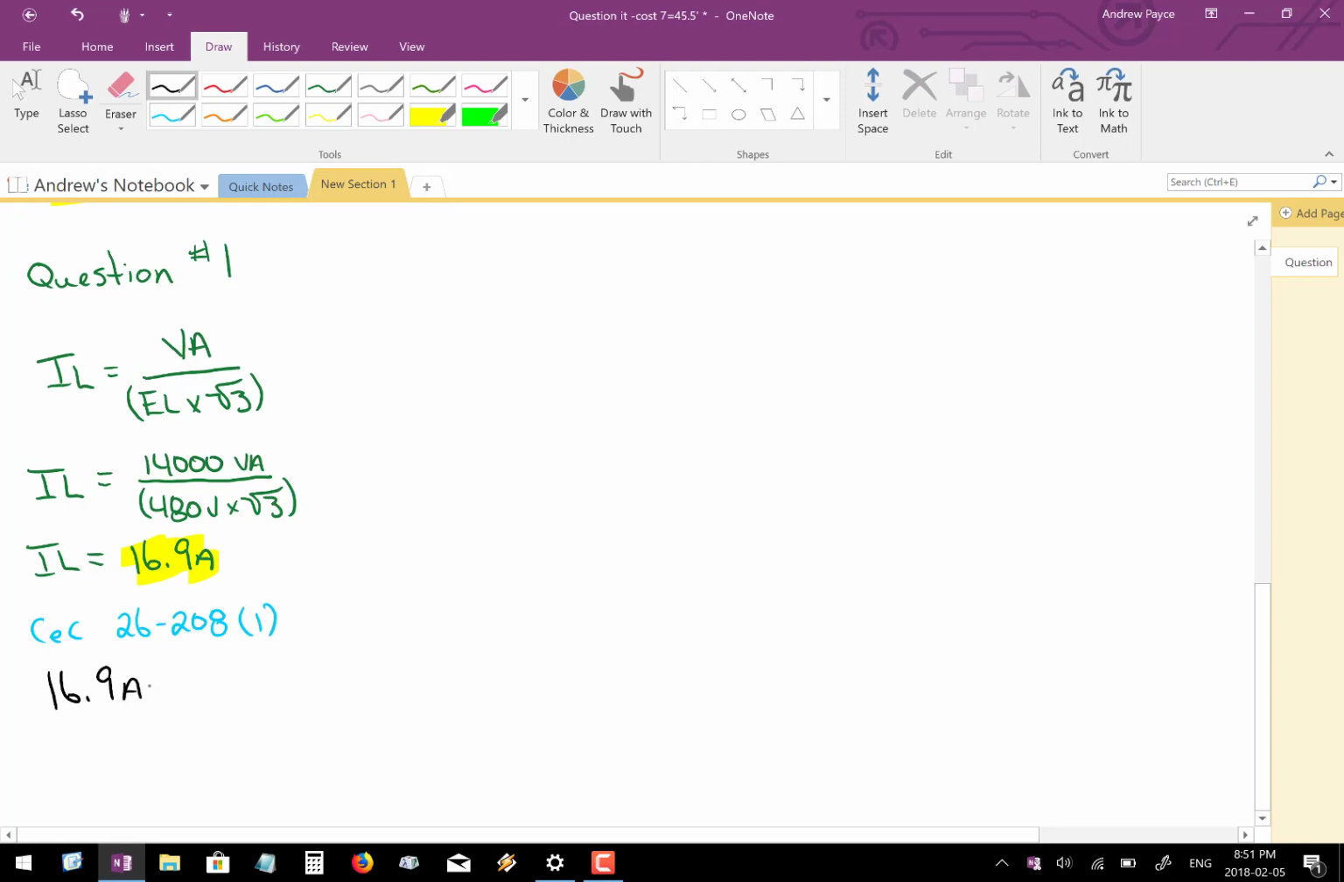16.9 amps multiplied by 1.35 should give me a value of 22.8 amps. I will then go to Table 2, 90-degree column, and I would select a number 12 copper conductor, which is good for 30 amps at 90 degrees. Perfect.